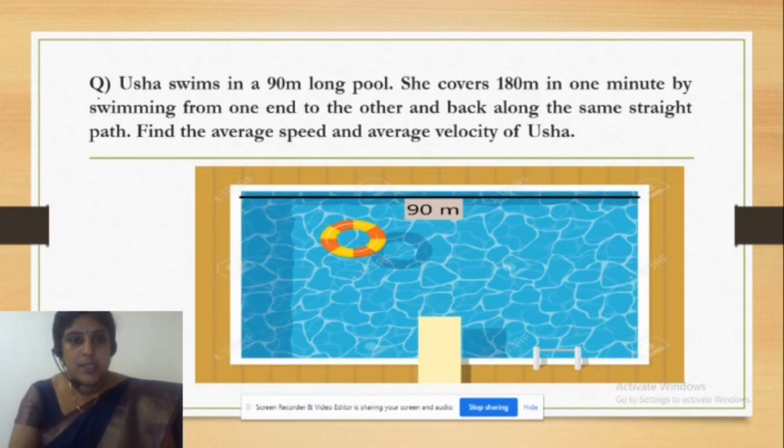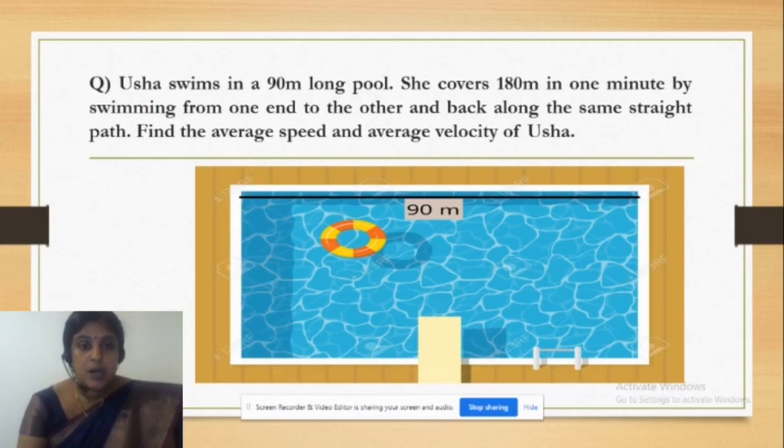Okay. So the question is, Usha swims in a 90-meter long pool. She covers 180 meters in 1 minute by swimming from one end to the other and back along the same straight path. Find the average speed and average velocity of Usha. So here in the question it is given the length of the pool is how much? 90 meters, right?